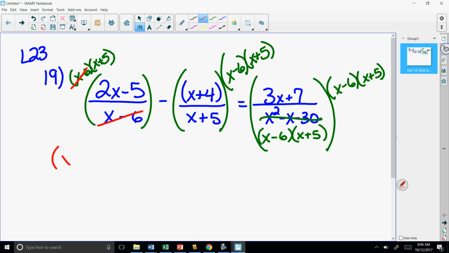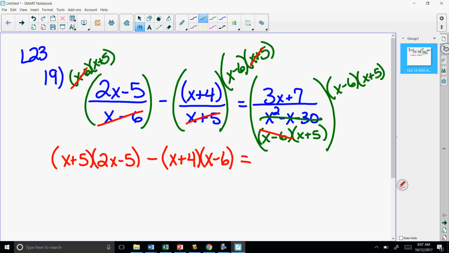So that leaves you with the quantity x plus 5 times the quantity 2x minus 5, minus, the quantity x plus 5 cancels in the second term, so you're left with the quantity x plus 4 times the quantity x minus 6. And on the right-hand side, both factors of the quantity x minus 6 and the quantity x plus 5 cancel, so you're left with 3x plus 7.